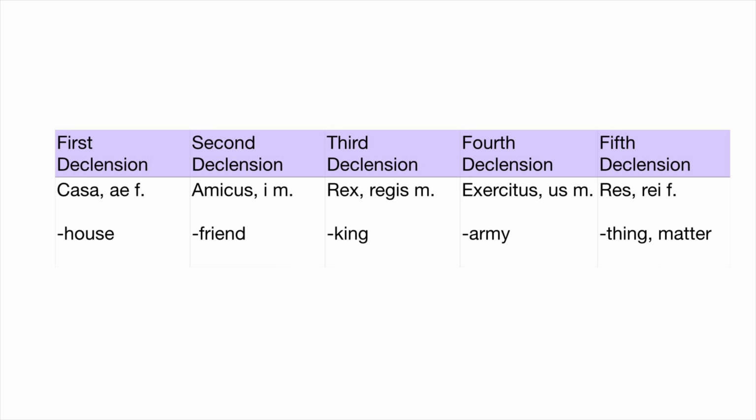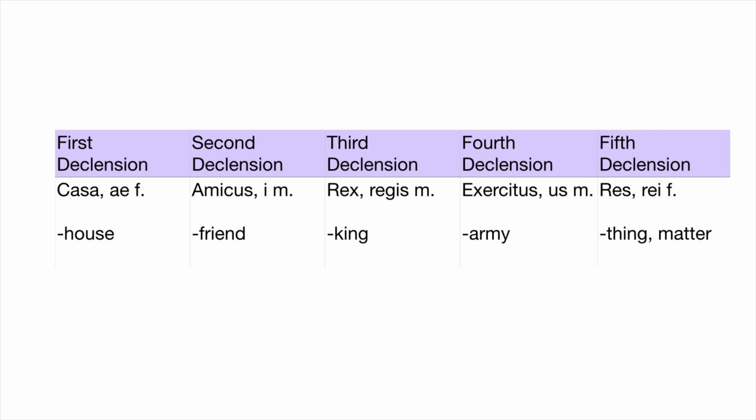So for example, if we're looking at casa, and normally we say F for feminine, right? So we know that the AE means first declension. For second declension, we would see something like amicus, and then we'd have just the letter I: amicus, amici. That's telling us with the I that it's second declension. For a third declension, we could see something like rex, regis.